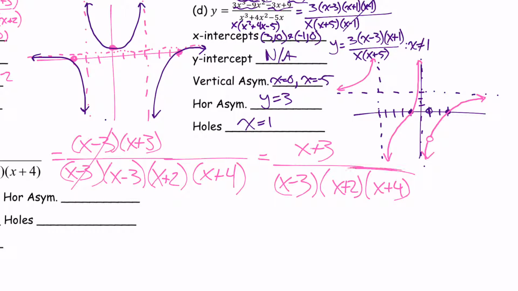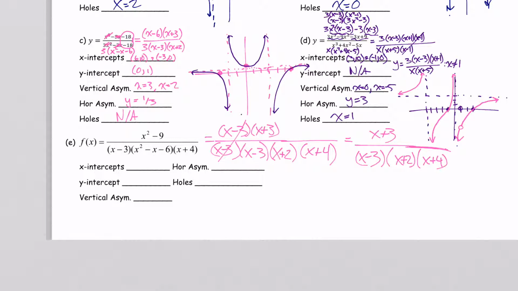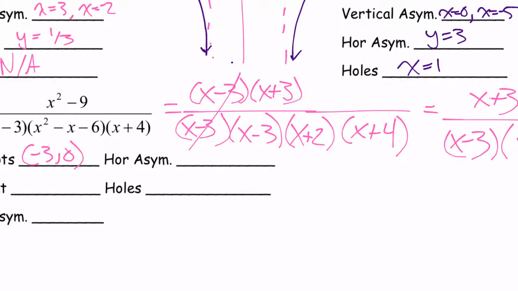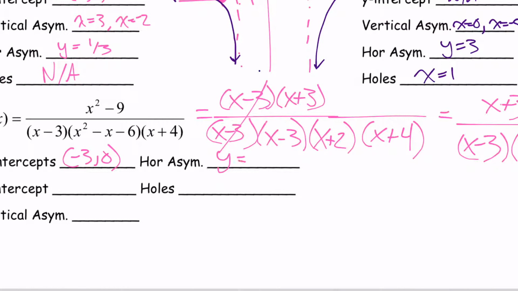So let's start listing things, and something weird is going to happen with this, but it's okay. We'll deal with it. So, x-intercepts. X plus 3 gives me an x-intercept at negative 3. So negative 3, comma, 0. Horizontal asymptote, degree in the denominator is much bigger than the degree in the numerator, so y equals 0.